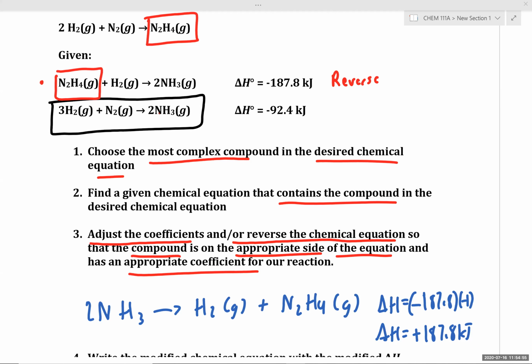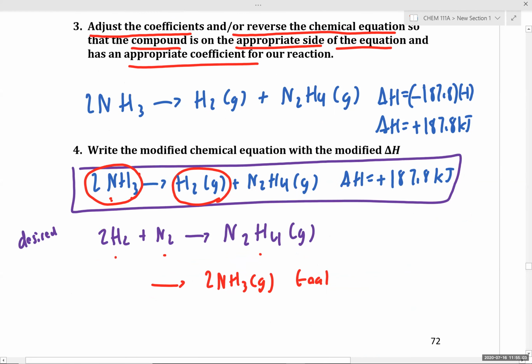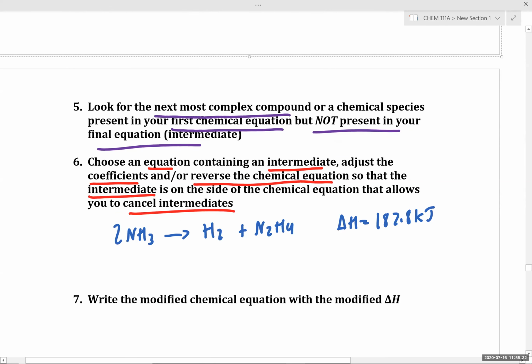Yep, we've already used the top equation, and looking at the bottom equation, it has the ammonia as well that we need to cancel out. So what we're going to do is, if we look at our bottom equation, we see that it has the ammonia that we need to cancel out, and it also has the hydrogen that we need to cancel out. So we're just going to write out our bottom equation as written.